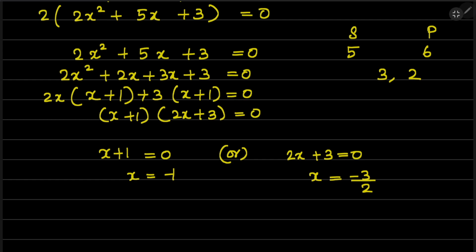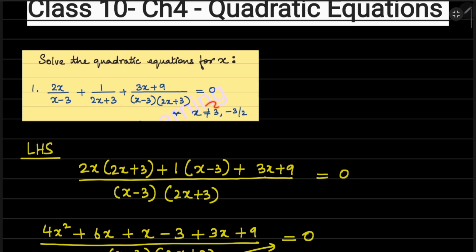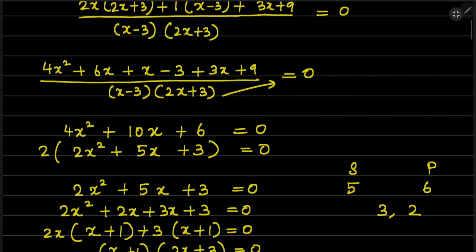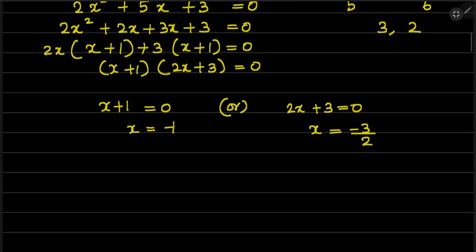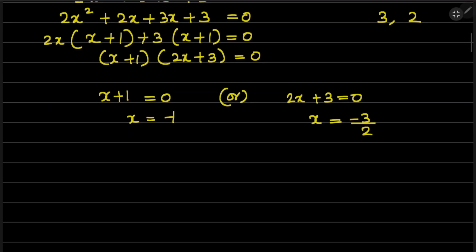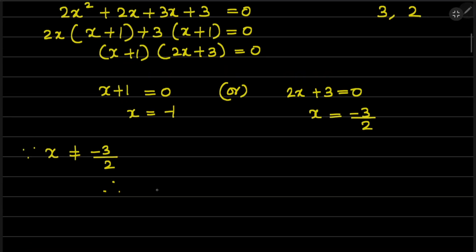You cannot have, in the given question, you are given that, see, x cannot be equal to 3 and it cannot be equal to minus 3 by 2. So you cannot have this value. X cannot be equal to minus 3 by 2. Therefore, since x cannot be equal to minus 3 by 2, the final answer is x is equal to minus 1, the only answer.